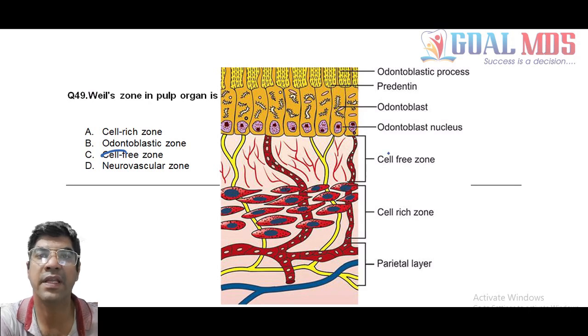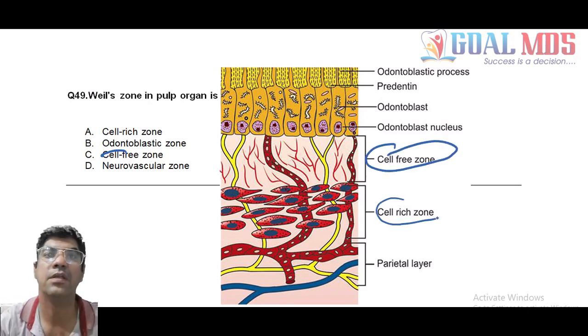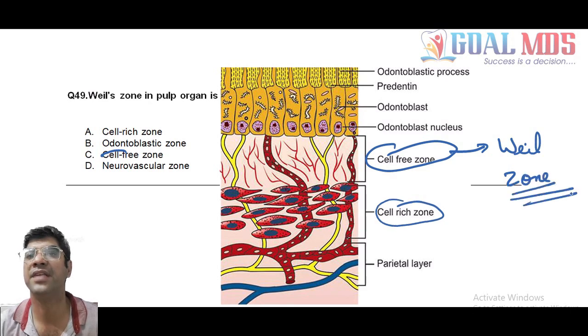Weil zone in the pulp is a cell-free zone. So Weil zone is a cell-free zone. So one is cell-rich zone, the other is cell-free zone. The cell-free zone is known as Weil zone.